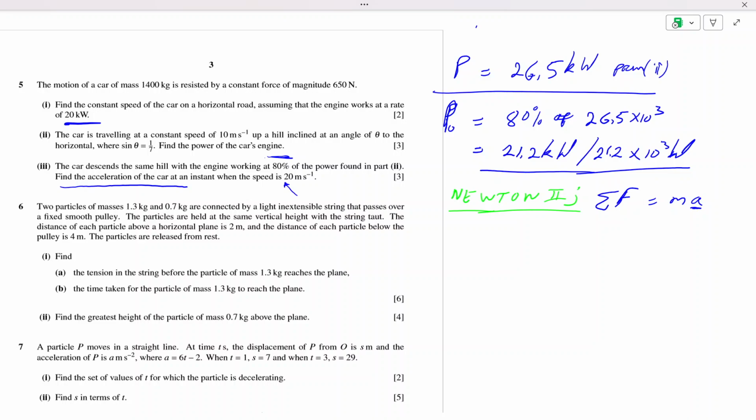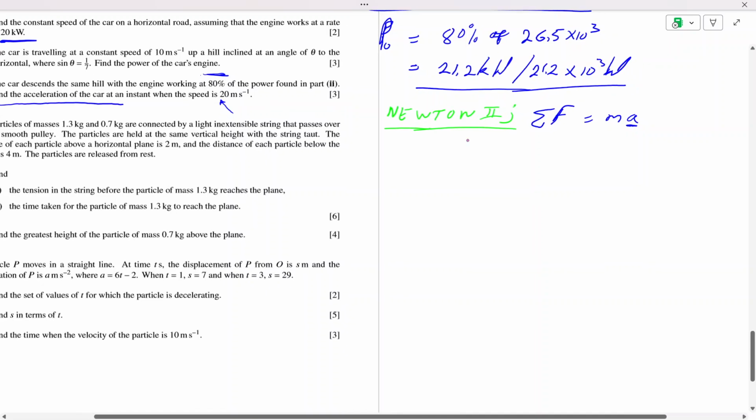Now we need to find this acceleration, because the question tells us that there's now an acceleration. You'll see that there will be an acceleration when I find the resultant force. It won't give you 0 this time. So this is the scenario that we now have. I'm going to draw the scenario now.